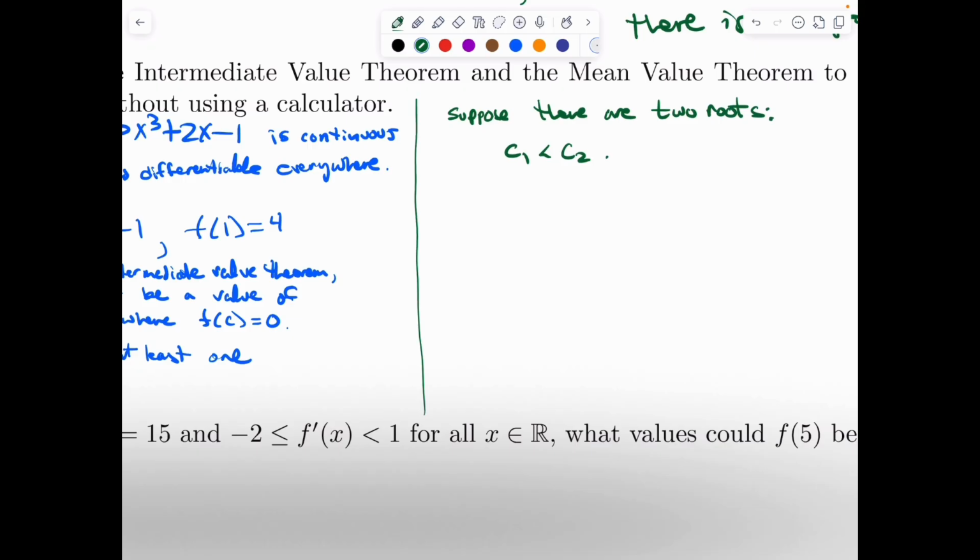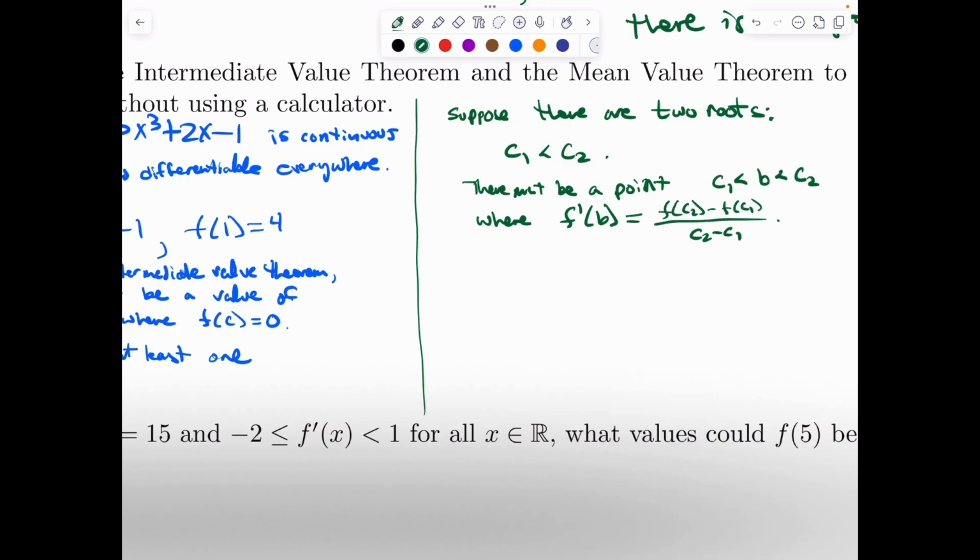And you could say that by the mean value theorem, there must be a point. We already used C so many times, so we'll use B, where f prime of B is equal to the average slope between those two. So I could actually just write this out. F of C2 minus f of C1 over C2 minus C1. That's what the mean value theorem says. Okay, well, let's think about what that means. That means that f prime of b would equal 0.